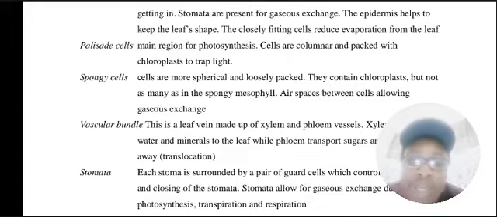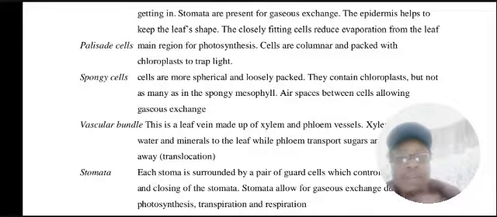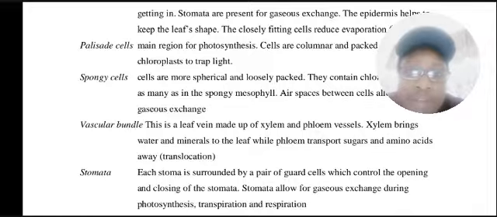We have the spongy layer, which contains spongy cells that are spaced, and this allows for the easy diffusion of gases through this layer towards the palisade layer. So we have carbon dioxide, which diffuses into the leaf because it is needed for the process of photosynthesis. We have a vascular bundle, which is made up of xylem and phloem vessels. Remember, your xylem vessels carry minerals and water, and phloem vessels will carry the sugars that are produced during photosynthesis. We have stomata pores that are found on the underside of the leaf.